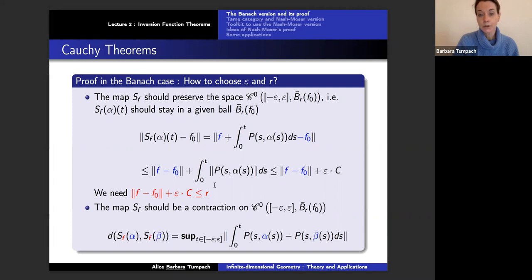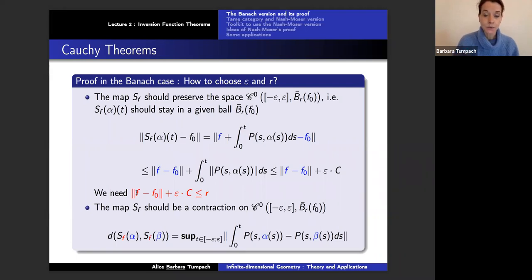So okay, in order that this operator S_f preserve the complete metric space we are dealing with, we need this red condition. This will give a condition on the initial values f. Okay. Second condition: this operator S_f should be a contraction.